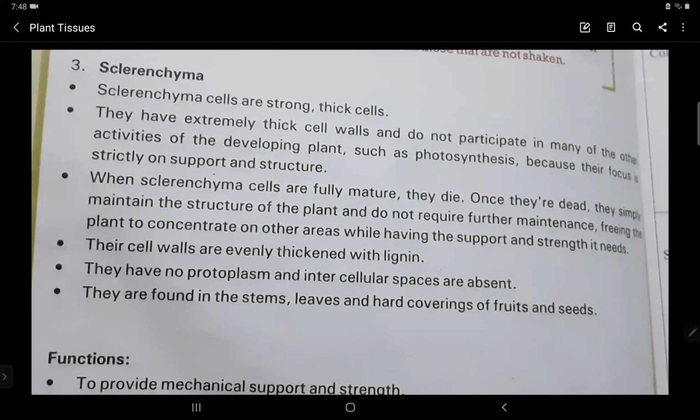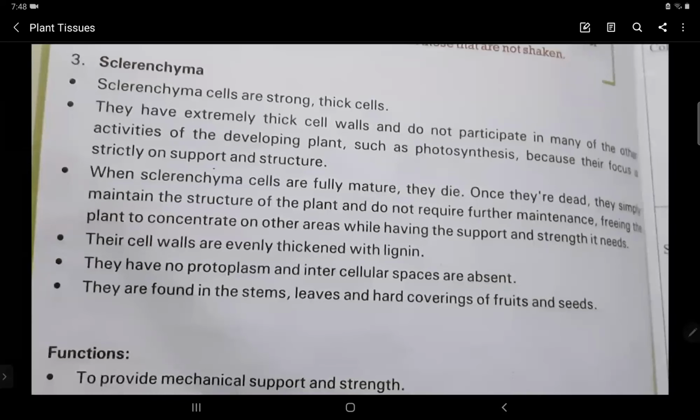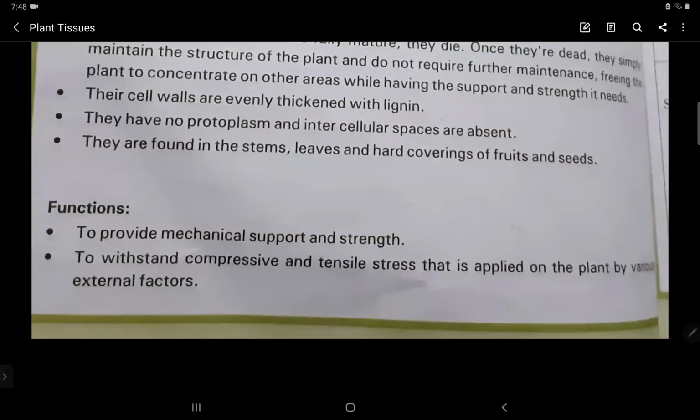Their cell walls are evenly thickened with lignin. They have no protoplasm and intercellular spaces are absent. They are found in the stems, leaves, and hard coverings of fruits and seeds. Their functions: to provide mechanical support and strength, to withstand compressive and tensile stress that is applied on the plant by various external factors. Now let's see our conducting tissues.